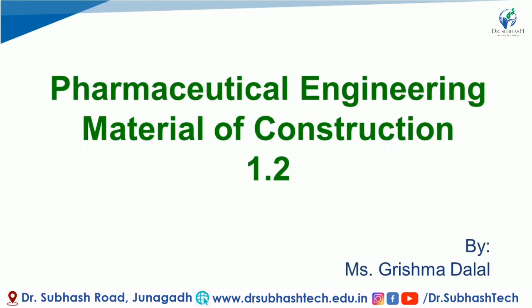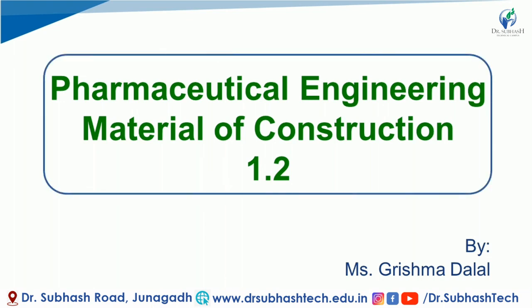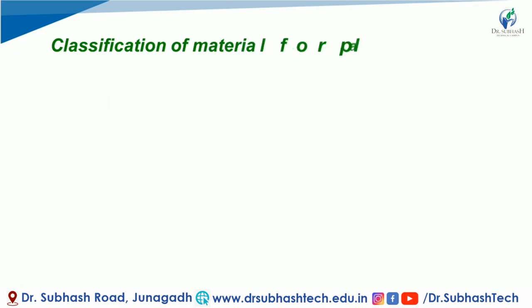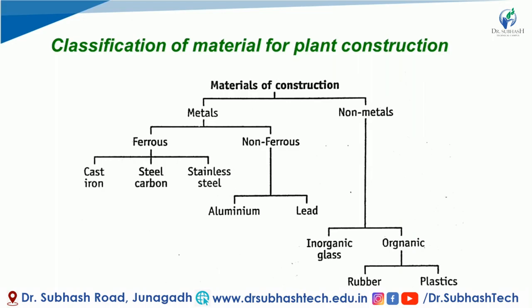Today we are going to continue our last portion, that is material of plant construction. That was 1.1. This is 1.2. This is the continuing part of the last section. In this, we are going to see the classification of material of plant construction in detail, which we had seen in the last video. But in this video, we are going to continue in a little bit more detail.